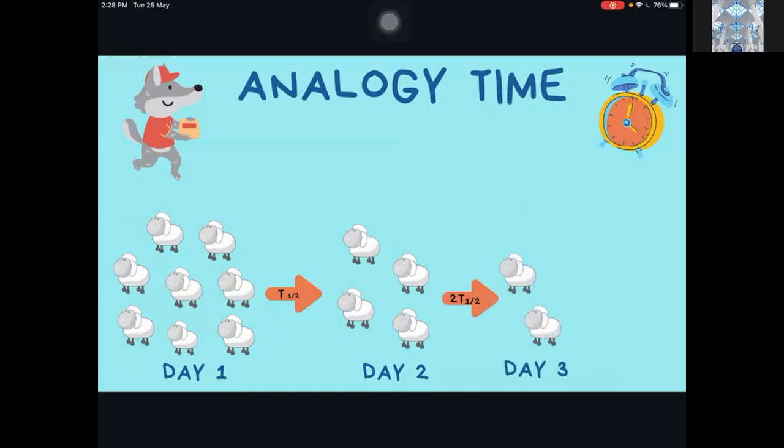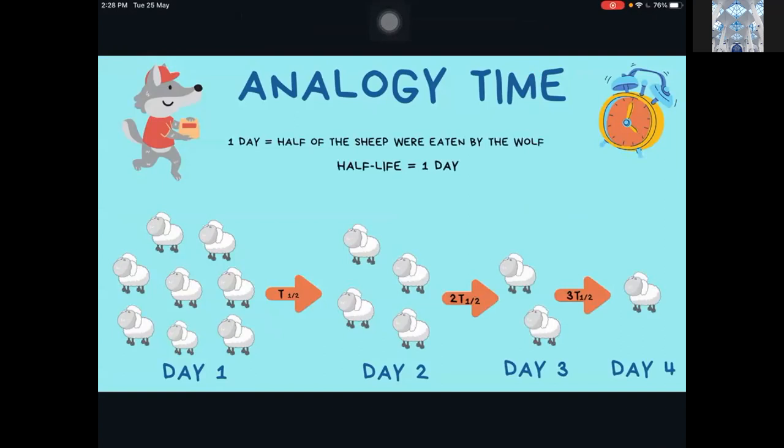Then on the next day, it decreases from 4 to 2 sheep, and it continues until it becomes one sheep only. Every time it decreases to half of the original, we call it a half-life. From this, we can find that one day is equal to the half-life of the sheep being eaten by the wolf. It depends on the situation. Let's say the first day is 8 sheep, and in the next 2 days the number decreases to half; then the half-life is 2 days. But in this situation, the half-life is 1 day only.